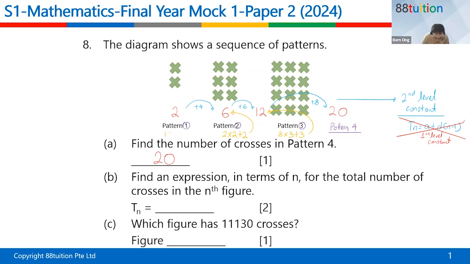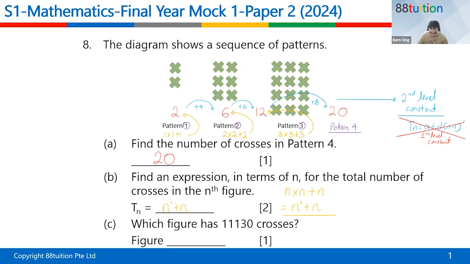So pattern 1 is 1 times 1 is 1, plus 1 equals 2. So what is term n, children? Term n is simply n times n plus n. N times n is n squared, plus n, and this will be your answer: n squared plus n.